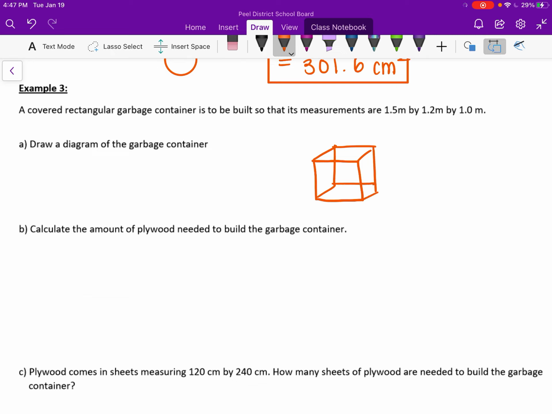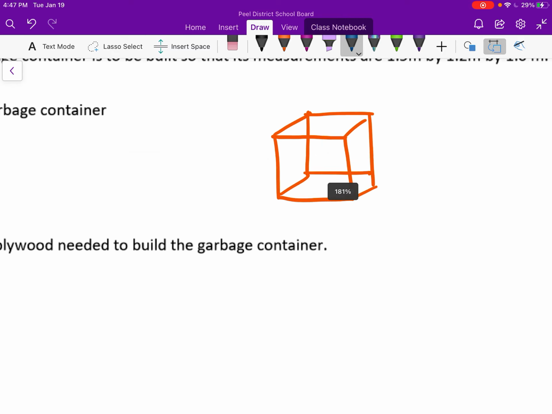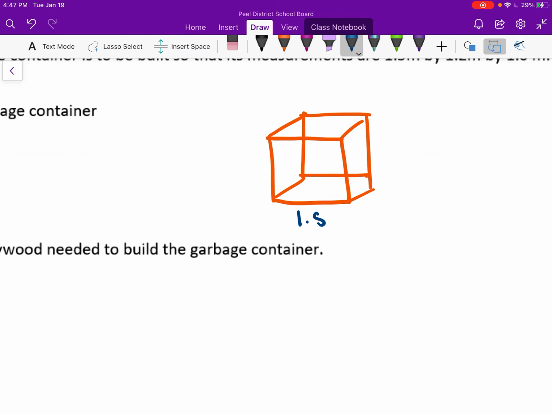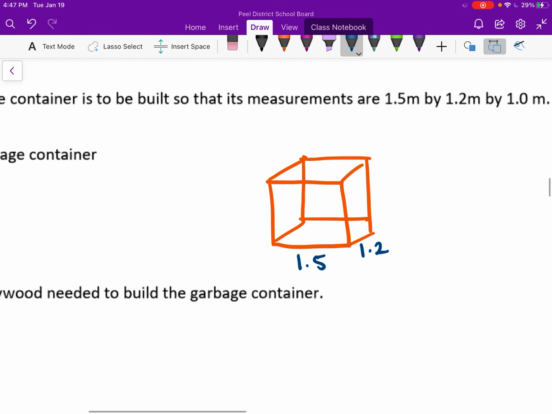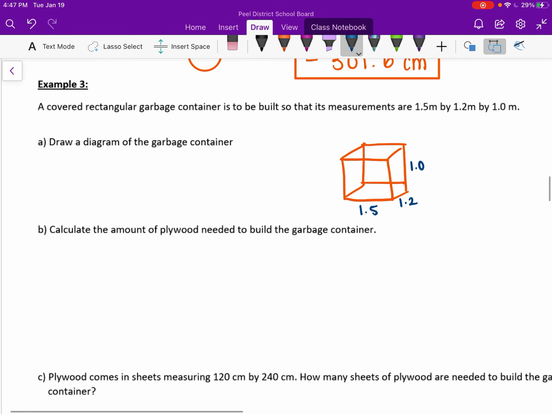Okay, so mine looks kind of like that. I'm just going to go in and put in my dimensions. I'm going to say this is 1.5, right? So it's 1.5 by, I'll make this 1.2 and I'll make this 1.0. Is this to scale? Nope, but that's okay. Okay, so that's what that looks like.